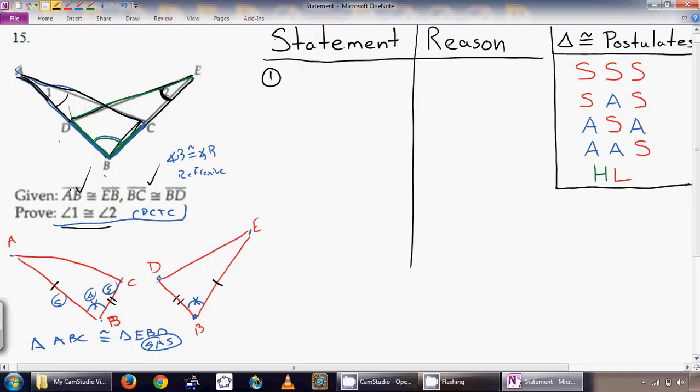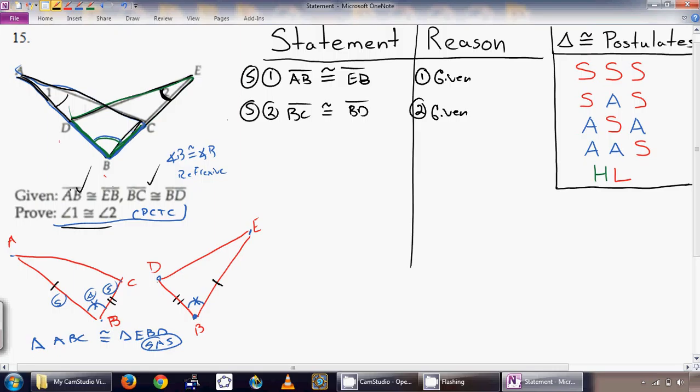Statement 1, let's start with the givens. AB is congruent to EB. I knew that because it was given. There's a side. 2, BC is congruent to BD. I knew that because it was given. And there's another side. And then down here, I went to these angles here.